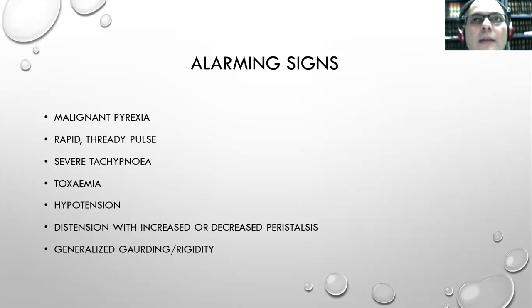If there is abdominal distension with increased or decreased peristalsis, then one should think of peritonitis, perforation, intussusception, volvulus, obstruction of the intestine, and this is a condition which should not be treated on an OPD basis. In these cases, the child should be admitted because that is an alarming sign.